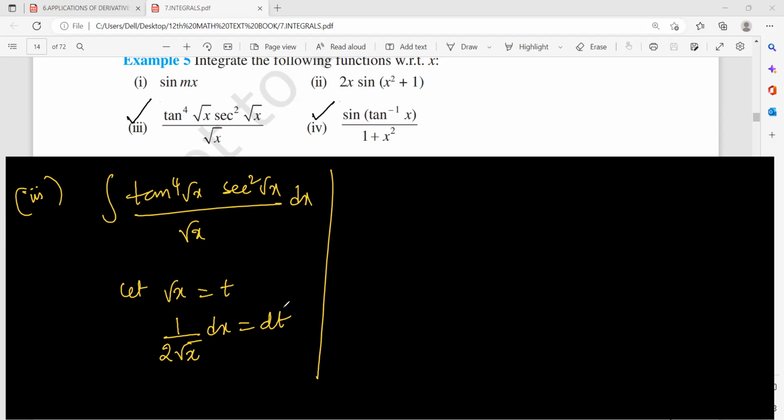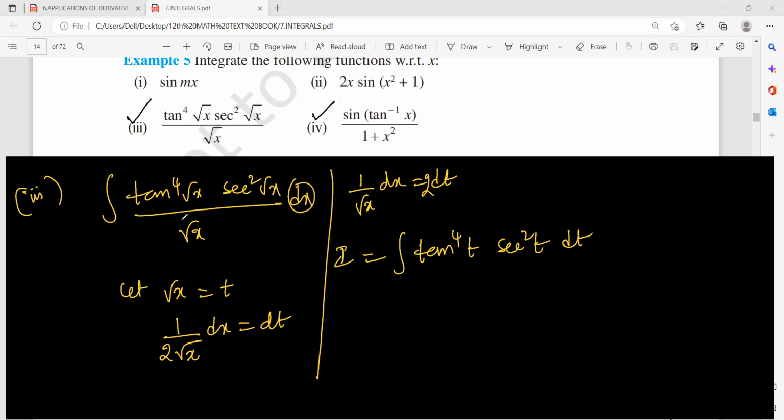What I have to do is send the 2 to that side. 1 by root x into dx is dt into 2. This we have to substitute. Now the integration becomes tan power 4 t into secant square t into dt. Yes or no? dx by root x is 2 dt, so 2 is outside. Now, you can't do this directly, no? What do you have to do here? Can you tell me what you have to do here?